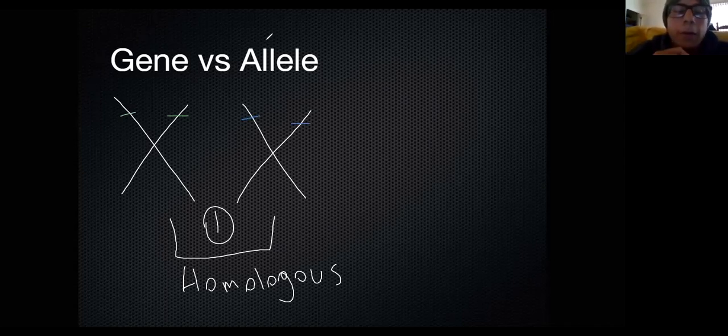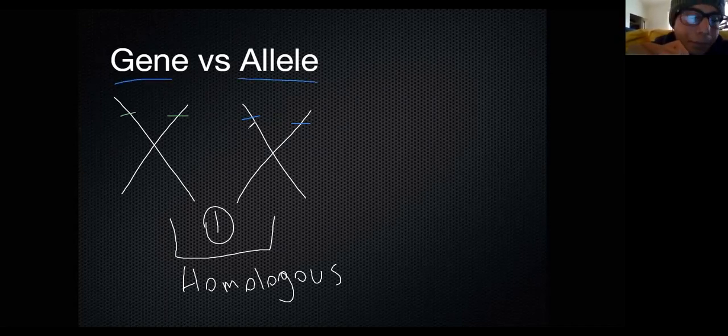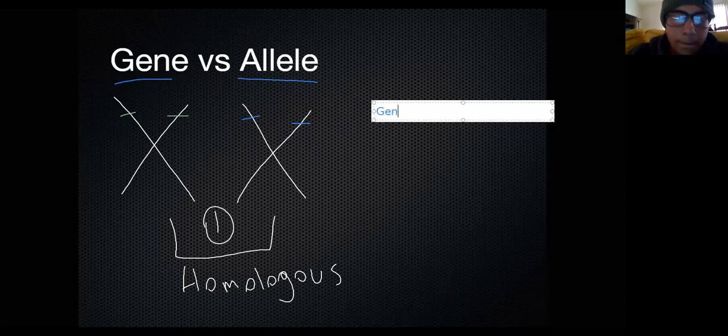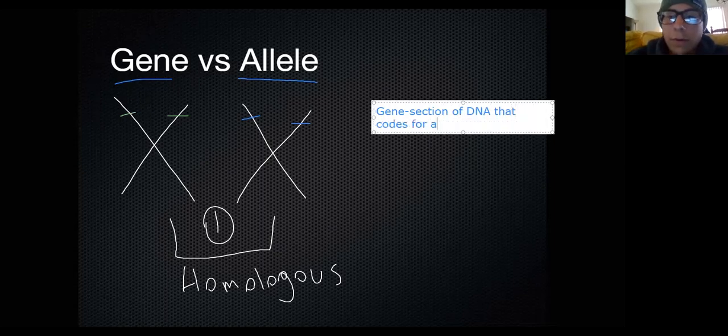But you're like, wait, Mr. Rubio, no, they don't have the same gene. Look, you can see they clearly are showing different colors, so they're not the same gene. Well, that is the difference between a gene and an allele. So a gene, I'll write that here, all a gene is a section of DNA that codes for a specific trait. An example of that specific trait might be eye color.